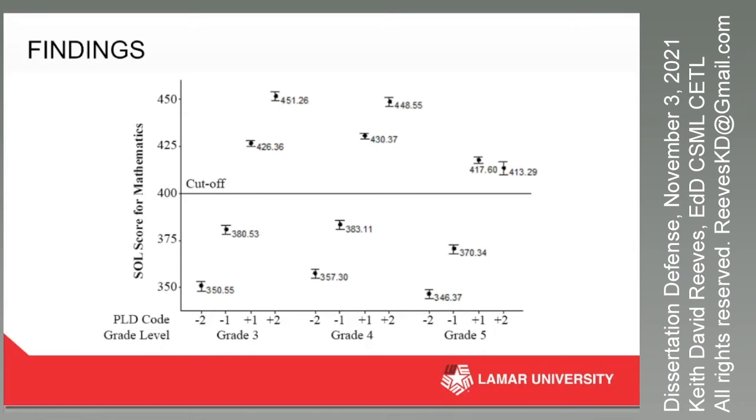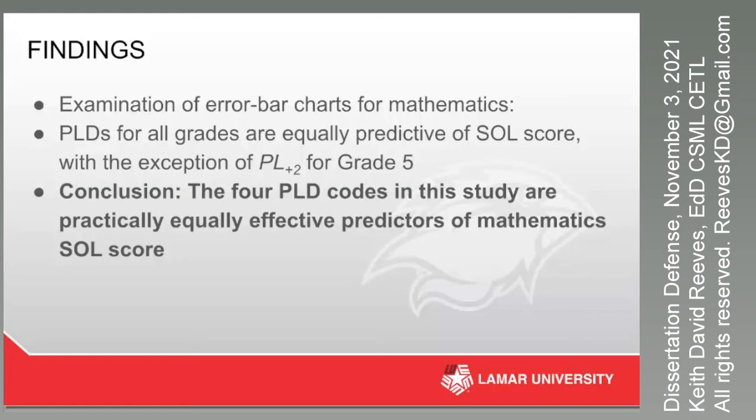This error bar chart illustrates the marginal means for each PLD, that's represented by a bullet, and the upper and lower bounds represented by those whiskers. They're grouped by grade level across all models. And as you can see, students in math who received PL-2 consistently underscored students who received PL-1, who in turn consistently underscored students who received PL+1 across all grade levels. The one outlier was PL+2 for grade 5, which actually had a lower mean than +1.